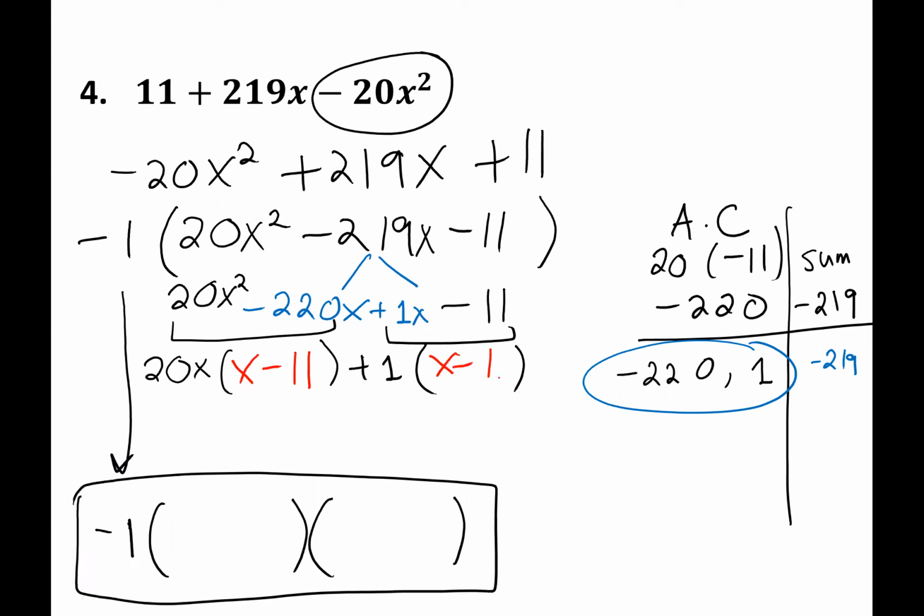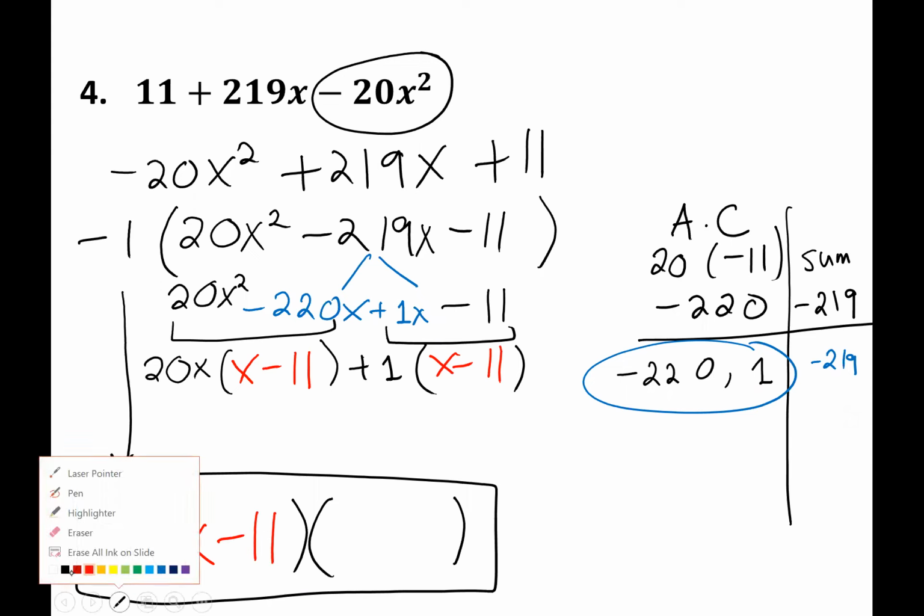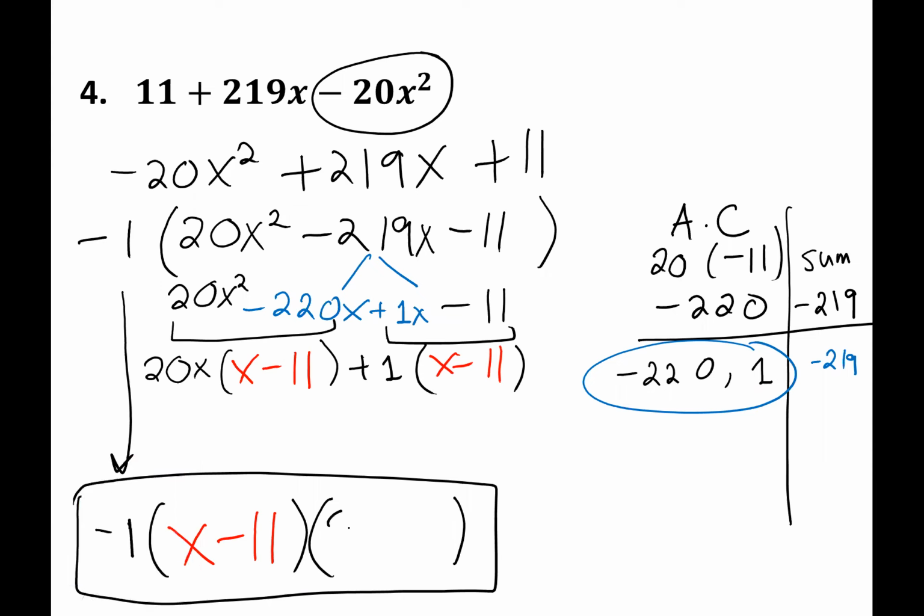All right. And finally, in our final answer, we have that -1 that we already brought down. Sometimes people just write a minus sign outside, but you can write a -1, same thing. And then x minus 11 is one of our factors, as well as 20x plus 1. So again, the final answer here is -1, x minus 11, 20x plus 1.